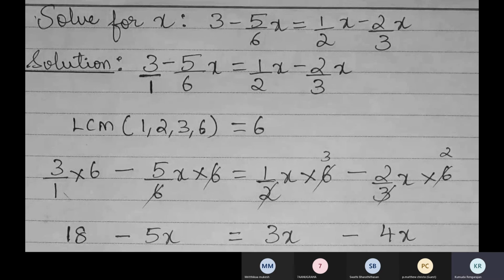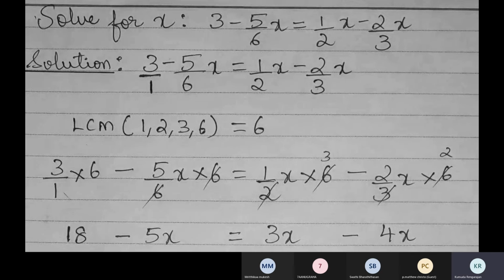Now let's simplify. See, we cannot simplify the LHS because LHS is 18 minus 5x. They are not like terms. 18 and 5x are not like terms. You cannot add p and 5. P plus 5 is p plus 5. They are not like terms. You cannot add them. An x term can be added or subtracted only with another x term. 18 minus 5x is 18 minus 5x.